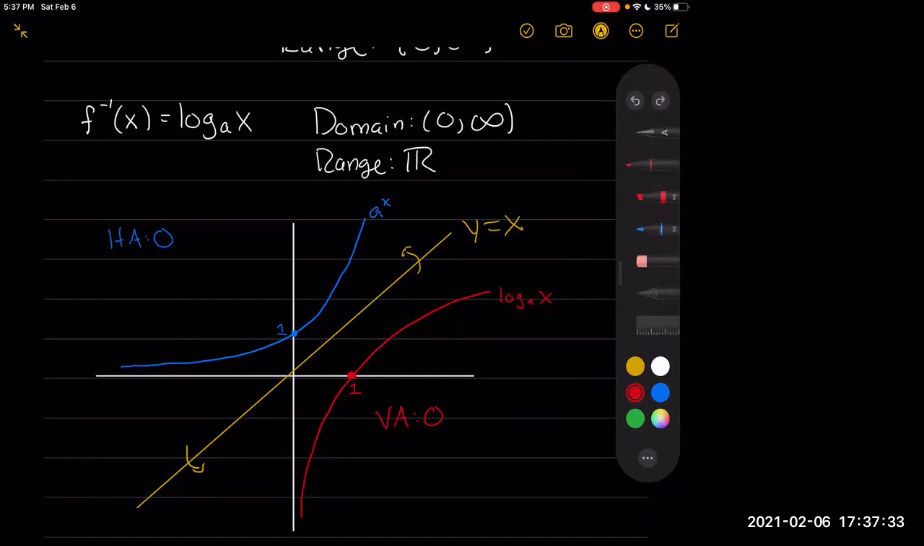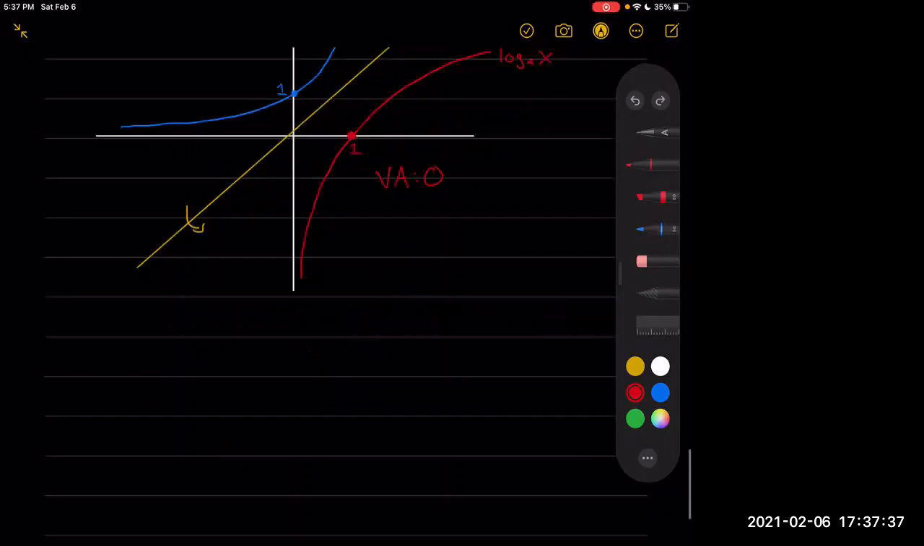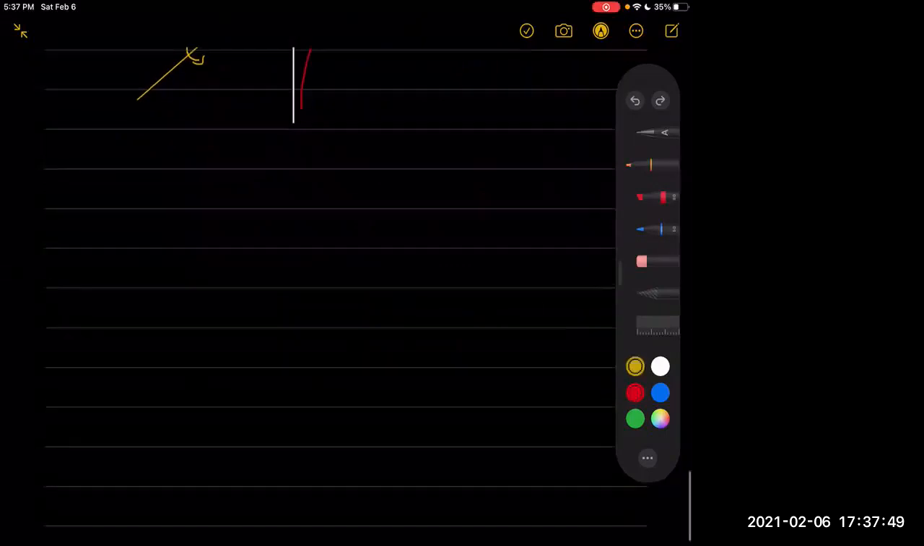Okay, and it also works in the opposite way as when a to the x gets bigger when you have bigger a's in there. For log base a of x, the graphs grow slower for the larger a's that we have as the base. So that's another example.